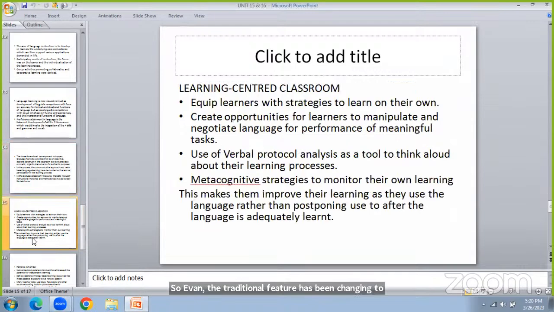So now, the learning-centered classroom. What do we have to do in the learning-centered classroom? What do we do in order to achieve that objective, to give the students the chance to explore, be successful and become a proficient speaker of the language? What are the things that we can do? Equip learners with the strategies to learn on their own, create opportunities for the learners to manipulate and negotiate language for performance of meaningful tasks, use verbal protocol analysis as a tool to think aloud about their learning processes, and use metacognitive strategies to monitor their own learning. These are the things that we can do in a learning-centered classroom.